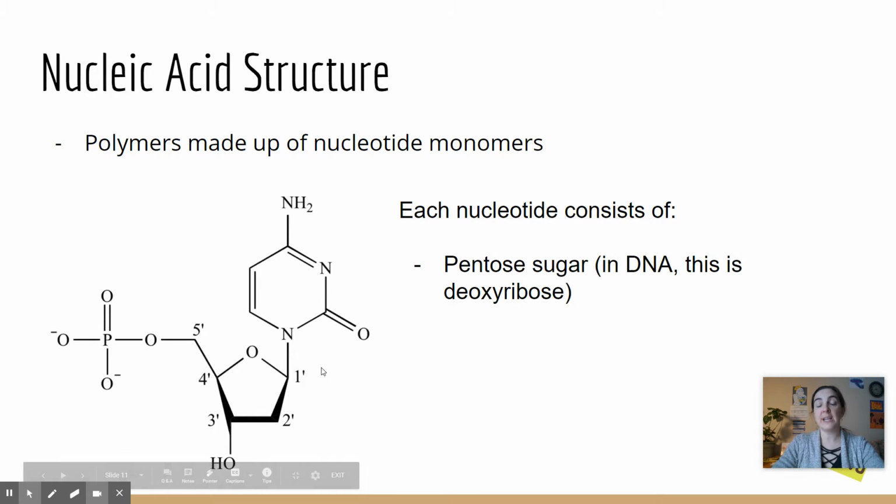Each nucleotide consists of a pentose sugar. So pentose just means it makes this five-sided ring. In DNA, this sugar is called deoxyribose. In RNA, it's a different sugar called ribose, but here it's deoxyribose. One important thing to note, as you may remember, sugars or carbohydrates are mainly a ring of carbon molecules.